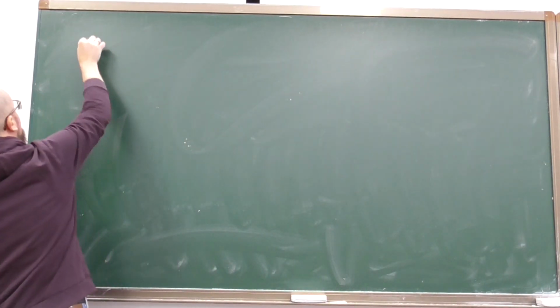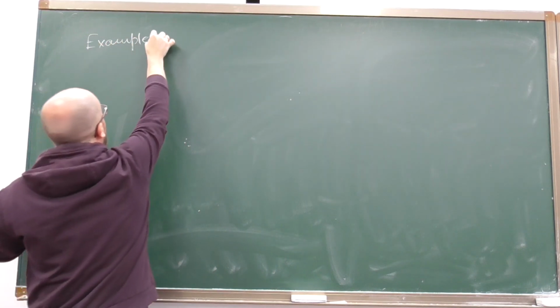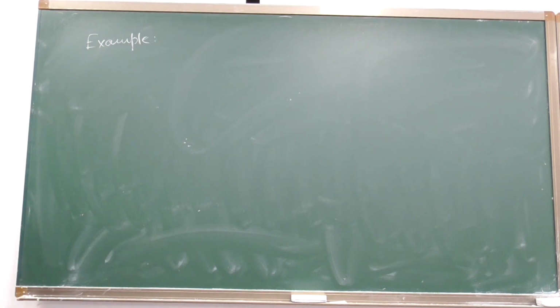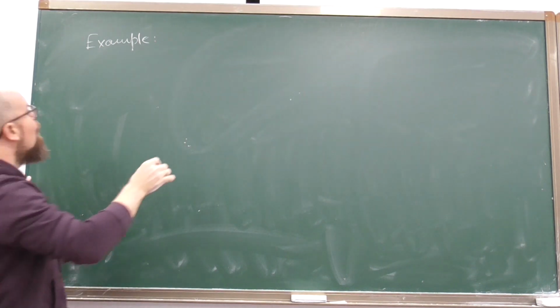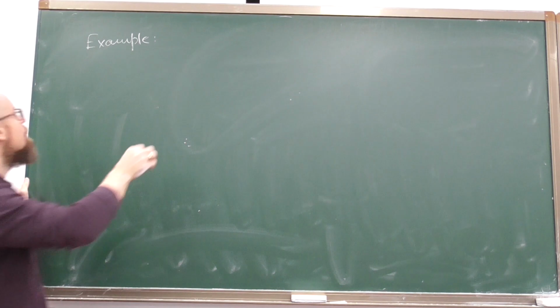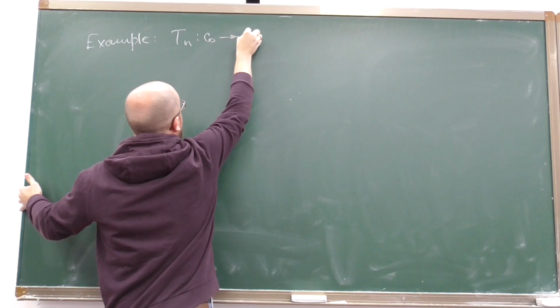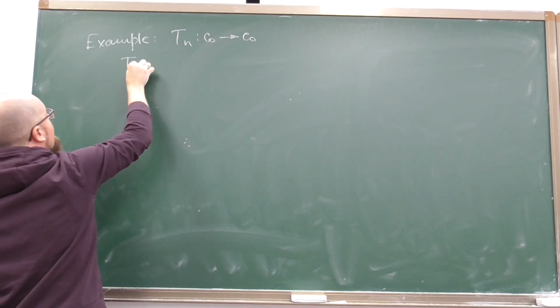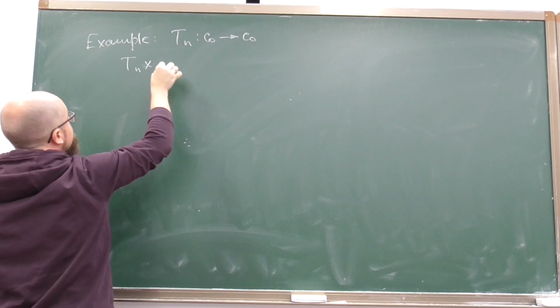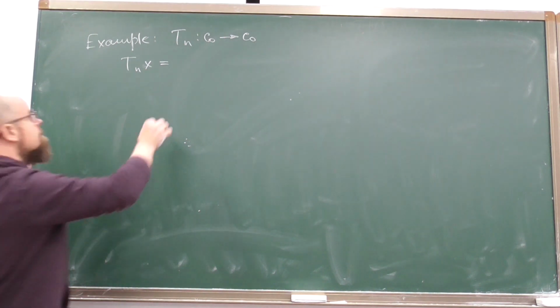Example. Let us consider a sequence of operators on c0, the space of sequences converging to 0. The operator Tn of x sets to 0 the first n coordinates of x.